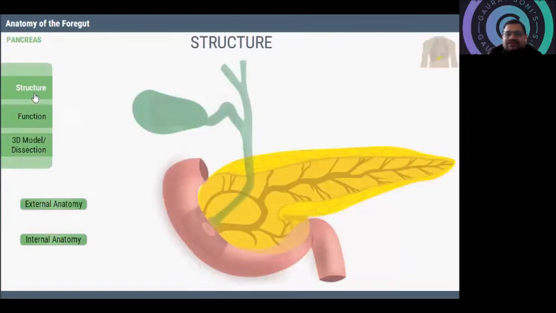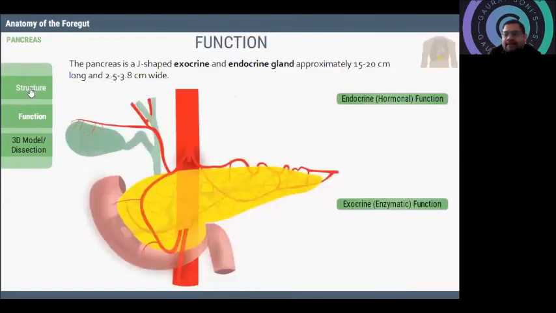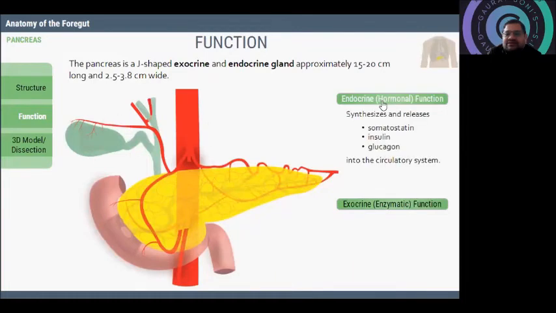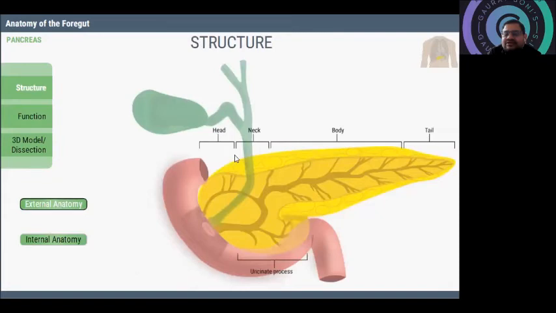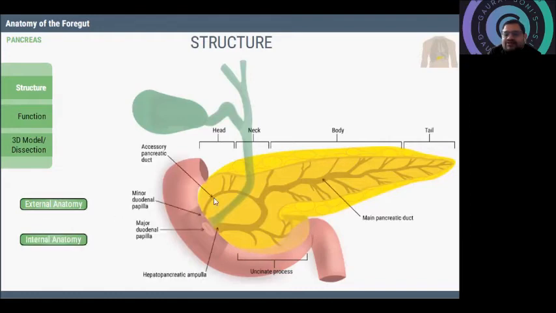On the basis of structure, first we'll talk about the structure. Externally you can see it divided into head, neck, body and tail, and a very important uncinate process. Internally, there are different types of ducts. The accessory pancreatic duct opens at the minor duodenal papilla, then at the major duodenal papilla, there is the hepatopancreatic ampulla, where the main pancreatic duct opens.